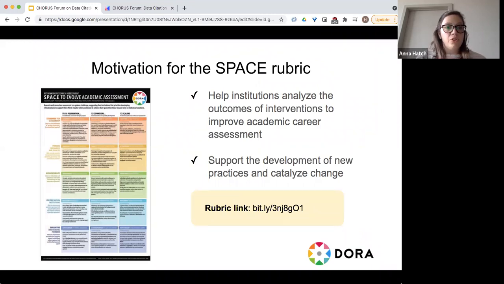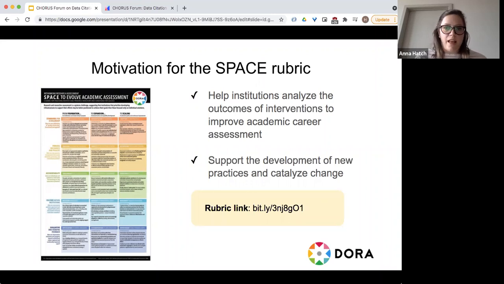There are two ways that SPACE can be used. So prospectively, it can help create a state of play for an institution. And so by identifying institutional strengths and weaknesses, you can create next steps for bolstering your institutional infrastructure. But it can also be used in the retrospective sense to help analyze the outcomes of specific individual interventions to better understand why they may or may not have been as successful as you had hoped.